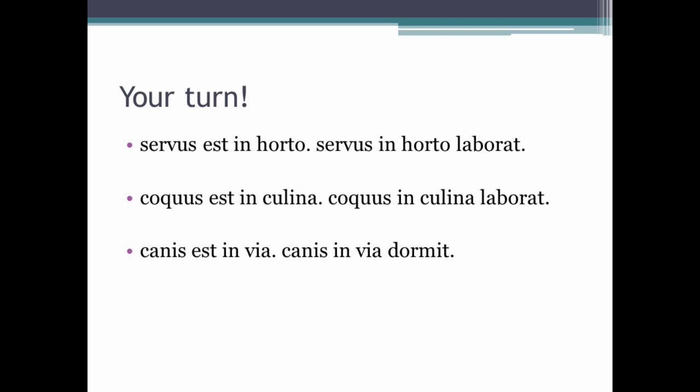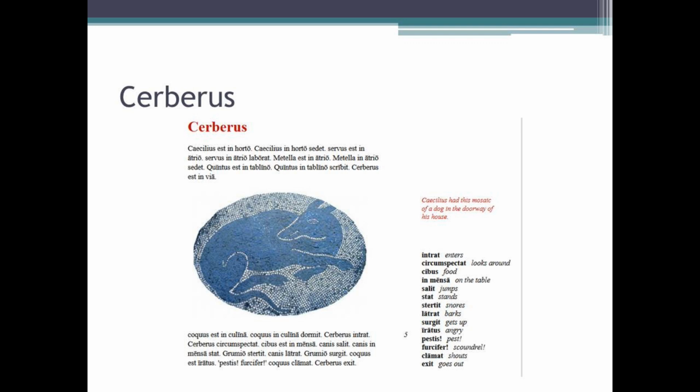Finally, canis est in via, canis in via dormit. This means the dog is in the street, the dog is sleeping in the street. Well done if you got all of those right. Now let's have a go at a translation. Here is the story of Cerberus.